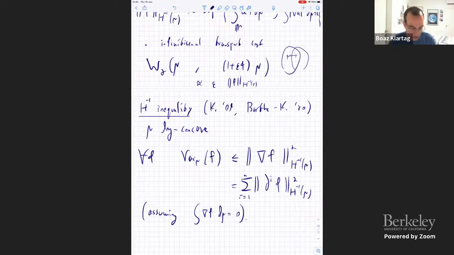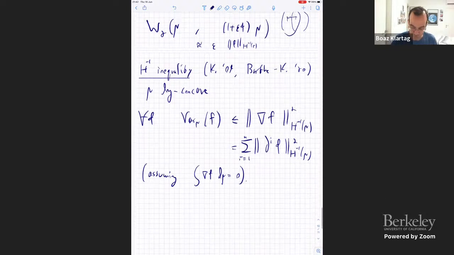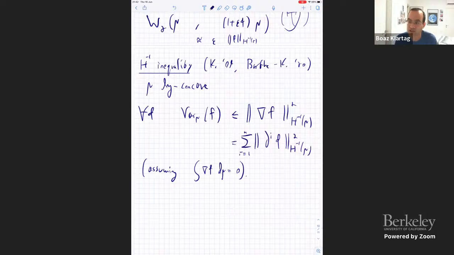Let me just show kind of what techniques are being used. I'll just tell you the proof is really simple. I mean, it's so general, it must be simple. No constant.